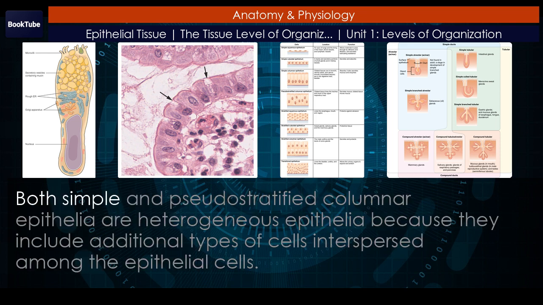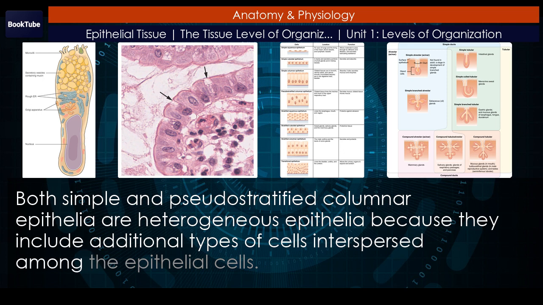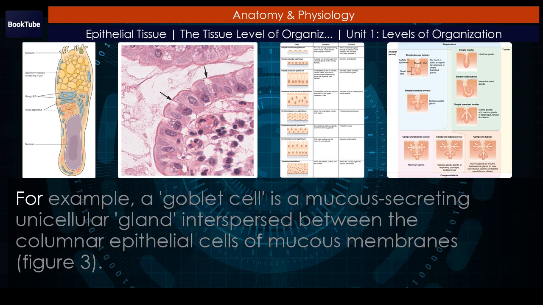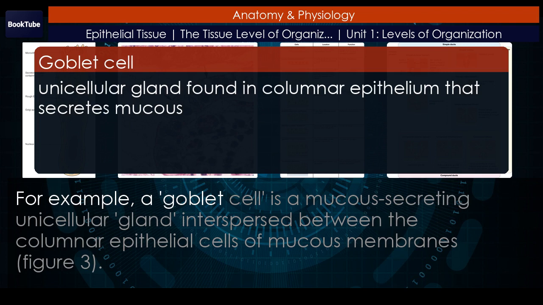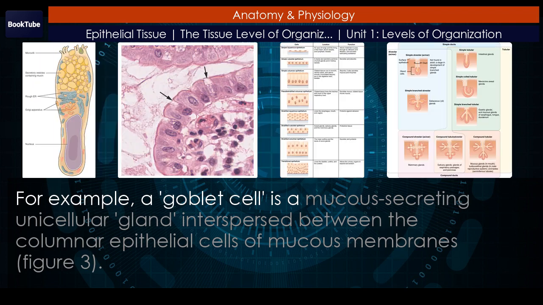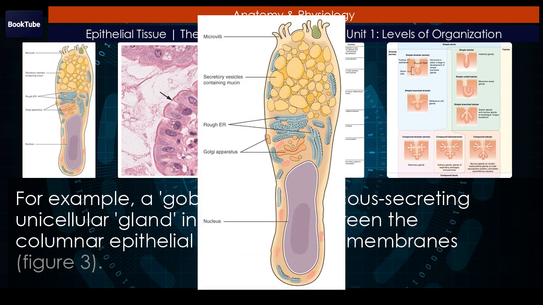Both simple and pseudostratified columnar epithelia are heterogeneous epithelia because they include additional types of cells interspersed among the epithelial cells. For example, a goblet cell is a mucus-secreting unicellular gland, interspersed between the columnar epithelial cells of mucous membranes.